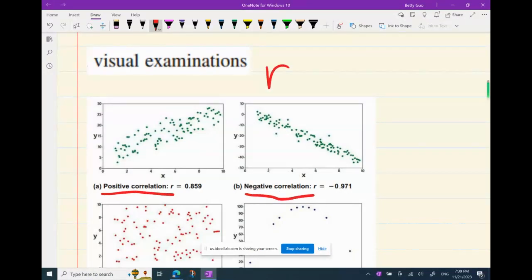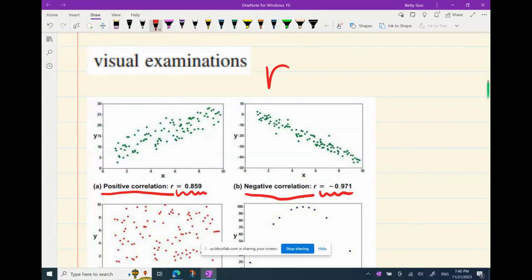Again, R here is called the linear correlation coefficient. It measures the strength of the linear correlation. As you can see, the one on the left, R is positive, the one on the right, R is negative. So when the correlation coefficient is positive, it indicates a positive correlation. When the linear correlation coefficient is negative, it indicates a negative correlation relationship. The pattern goes down.